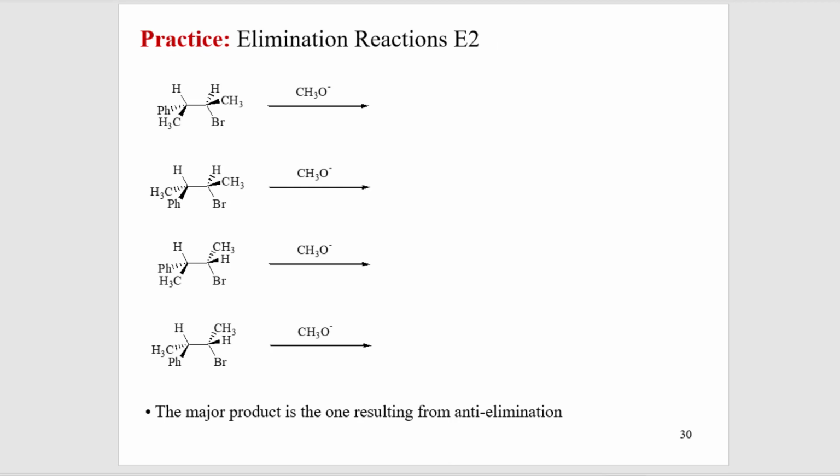Here's some more practice with E2. In these, I want you to do E2 for every single one. I'm just telling you. You don't have to worry about figuring out which mechanism you have to use. No worries, just do E2 on all of these to give you some practice. Notice that you're going to have to consider anti-coplanarity to figure out your major product.